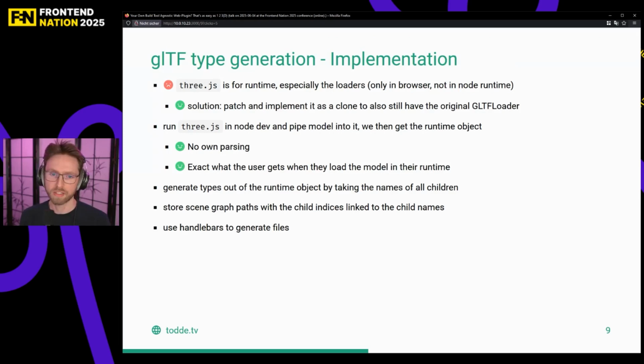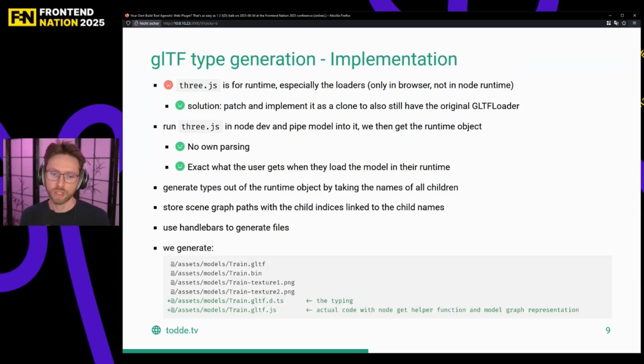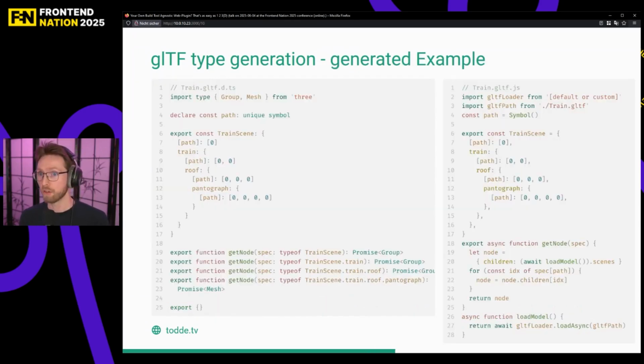That is just a design decision. And so we generate the bottom 2 files. The train glTF files on the top, the black ones, are what we already had. And the 2 last things, one for the typing and one with the actual code that is then executed, will be generated by our implementation. And it looks like this.